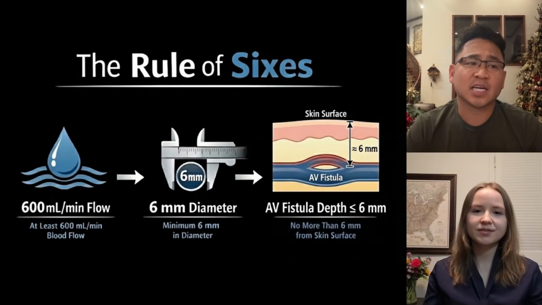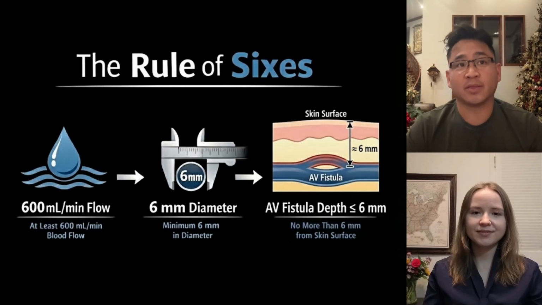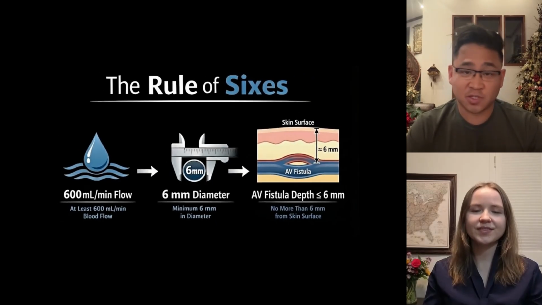Typically, we use the rule of sixes. That's when you have 600 milliliters per minute flow through the fistula. And the other sixes would be that you want the fistula to be at least 6 millimeters in diameter and no more than 6 millimeters from the surface of the skin.